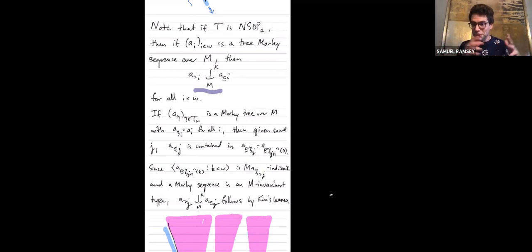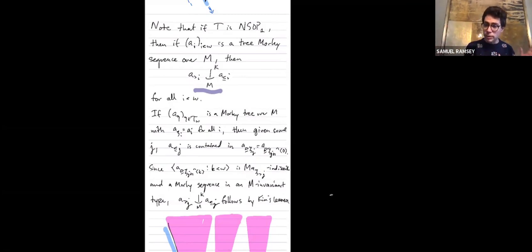And it's not obvious, right? I mean, you do this funny construction of a tree, which has these weird conditions on cones, and so on. Why should that be a Morley sequence at all? But this will be a consequence of Kim's lemma, actually. So suppose we're in an NSOP1 theory, and we have a tree Morley sequence. I claim that not only is a_i independent with a_{<i} over M in the sense of Kim independence, but actually, if I fix an i and I look at a_{>i}, that's going to be independent with a_{≤i} for every i less than omega.